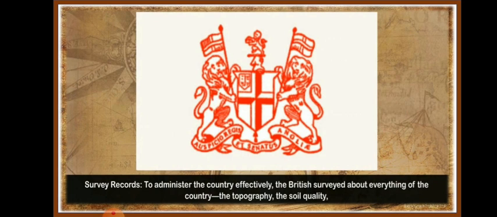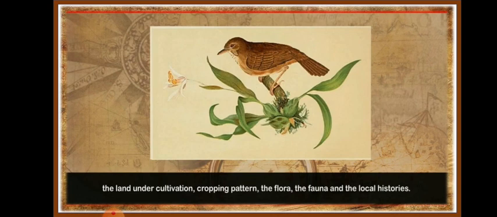What is the meaning of survey? To gather information relating to various aspects of India. They used to conduct detailed surveys to map the entire country so that they could divide the fertile and infertile areas, know the cropping pattern of India, and know about the plants and animals of India. To administer the country effectively, the British surveyed everything in the country: the topography, the soil quality, survey records, the land under cultivation, the cropping pattern, the flora, the fauna, and the local histories also.